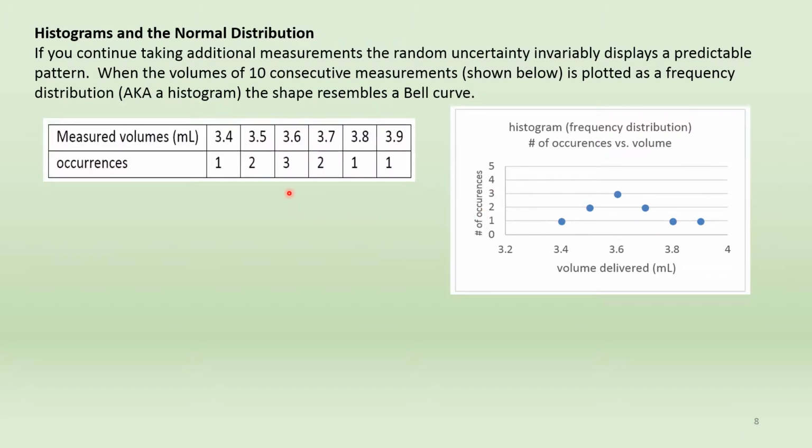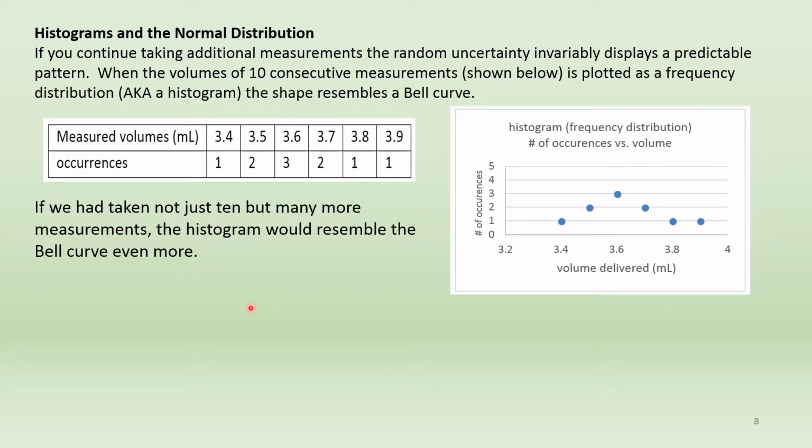So here's the data. A volume of 3.4 mL was measured once. Here's 3.4 mL occurring once. 3.5 mL occurred twice, and 3.6 mL occurred 3 times. 3.7 mL occurred twice, and so on.